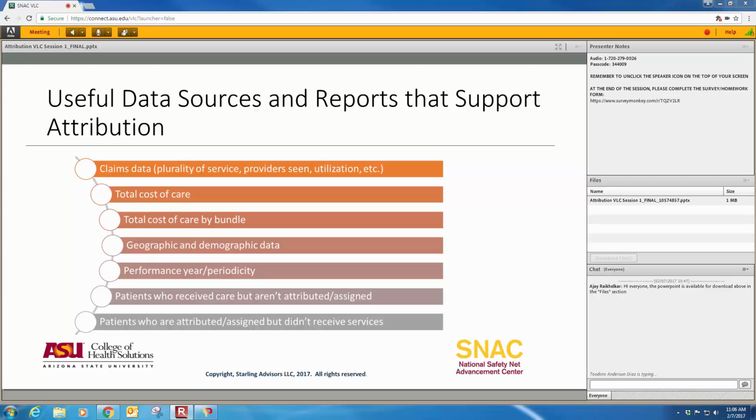We use data around performance years, or what we call periodicity. So we look at cycles of utilization in these types of reports. We also have to look at, or the plans have to look at, patients who may have received care periodically throughout the year, but who don't resolve as an assignment. And how might that work?